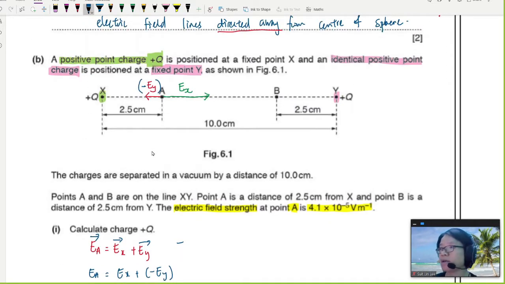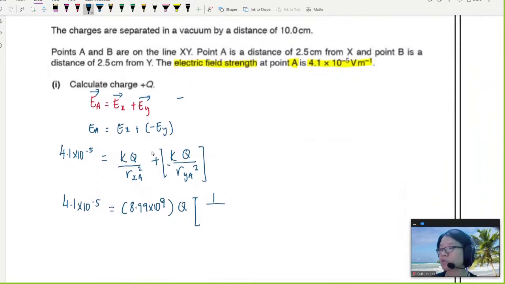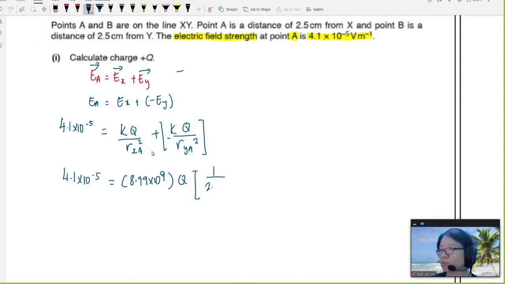Over 1 over the distance from X to A. Let me see. X to A is 2.5 cm. Y to A, this whole thing is 10 cm, right? So this is 7.5 cm. Okay, so it's 1 over 2.5 cm squared plus negative 1 over YA, which is 7.5, squared. Don't forget the square. Means we have to convert the cm. Correct, we have to convert the cm.